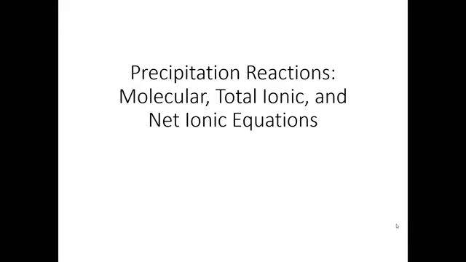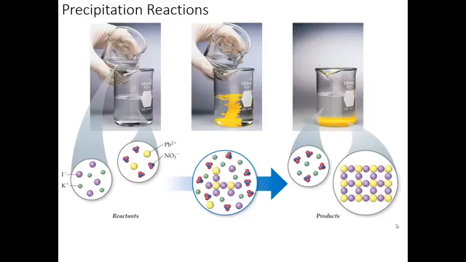Hello. Today we're going to look at precipitation reactions and use them as an example to illustrate writing molecular, total ionic, and net ionic equations for reactions that occur in aqueous solution. Before we look at the various types of equations, it is important that we understand what a precipitation reaction is.